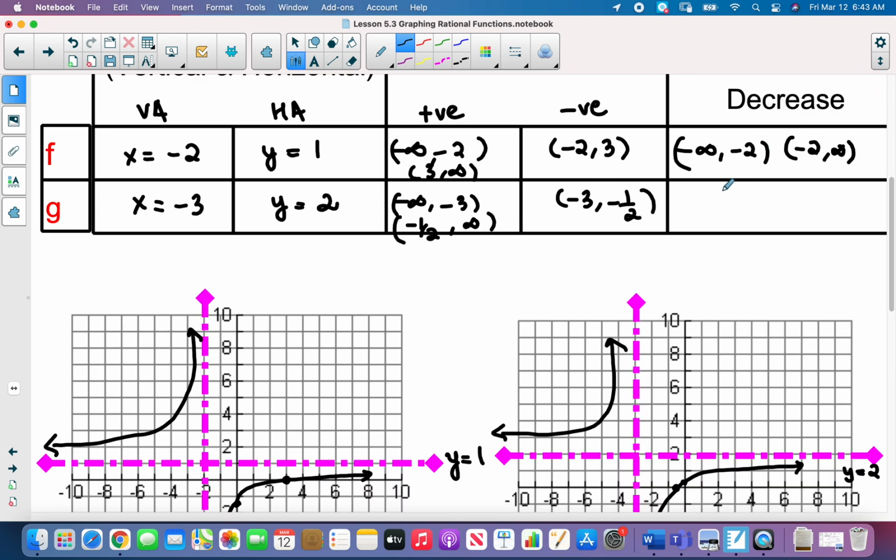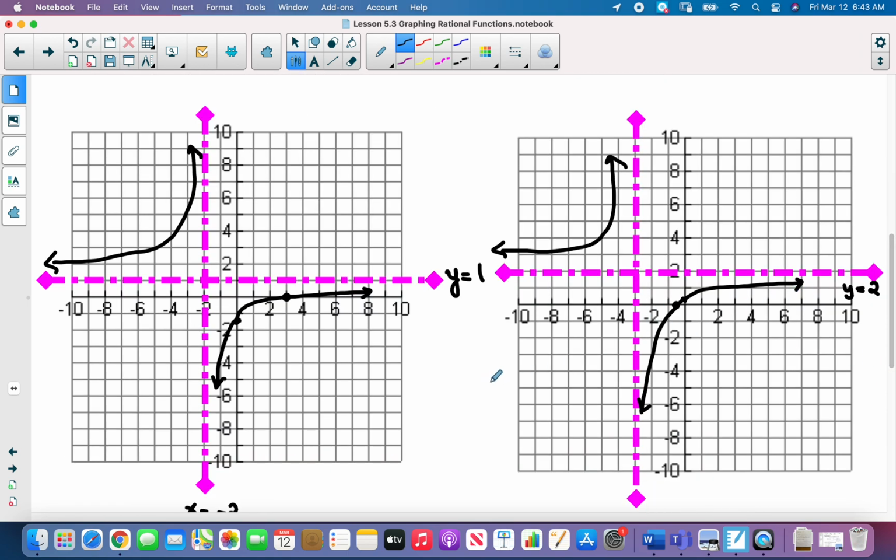And the function is increasing from left to right in both of those parts. So there is only increase, no decrease for both of these functions. This one's from -infinity to -3 and from -3 to infinity. So that's the sketch of that function.